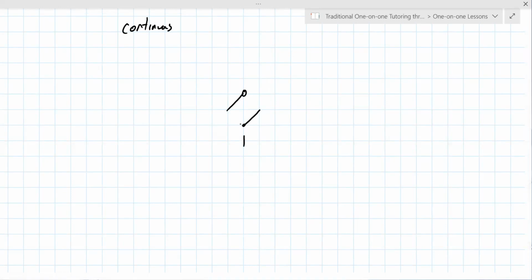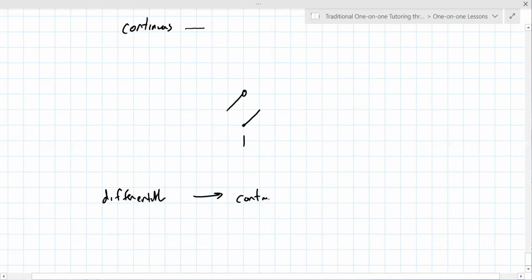Got it. If it's differentiable, then it's continuous, but not the other way around. Differentiable means it's continuous. But the other way, not always. Right. You can't go from continuous to differentiable. Yes. All right, let's look at 28.